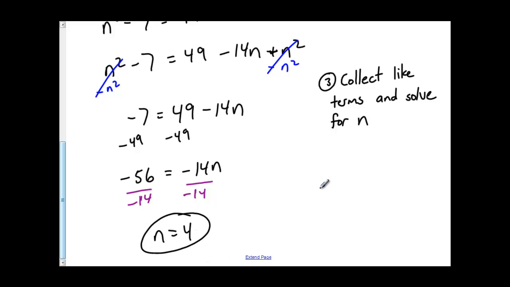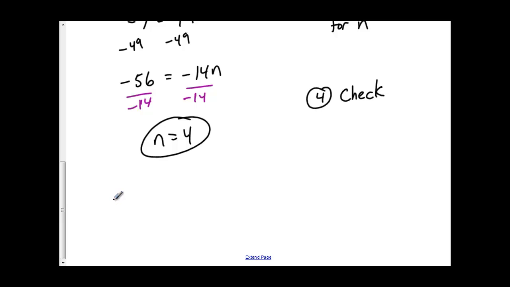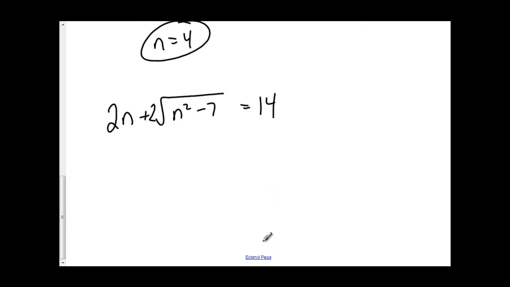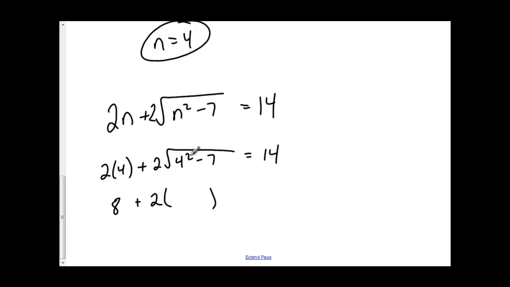Now once I've solved for n, I do always have to do the last step, which is check my work. So my original equation was 2n plus 2 times the square root of n squared minus 7 equals 14. So I need to substitute the 4 in there. I've got 2 times 4 plus 2 times the square root of 4 squared minus 7 equals 14. So 2 times 4 is going to be 8. 4 squared is 16, minus 7 is 9. Take the square root, I'm going to get 3. So of course this one is correct. n equals 4.